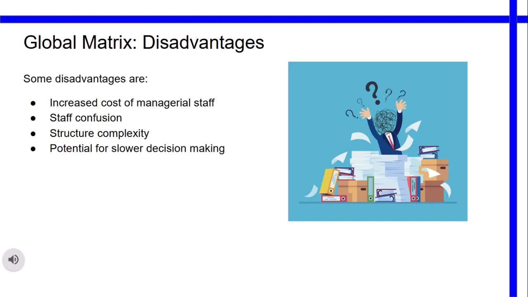Also, by having many roles, the clarity of each role begins to blur as a result of communication errors or discrepancies in managerial performance. However, if a company can overcome these issues, the global matrix organizational structure can provide so many different and unique opportunities.